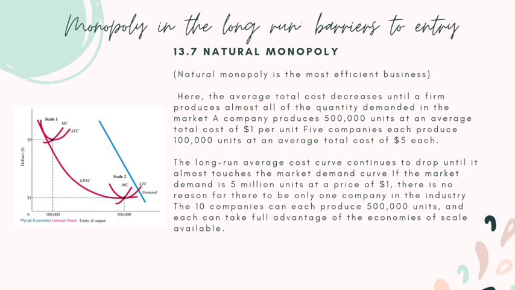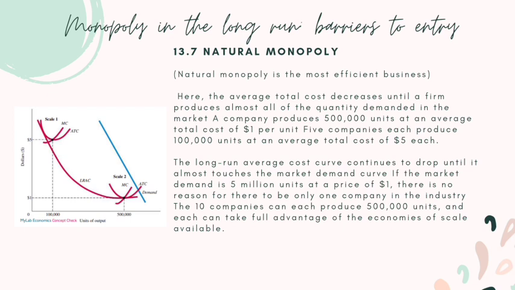Then, monopoly in the long run, barriers to entry, Figure 30.7. Natural monopoly. A natural monopoly is the most efficient form of business. Here, the average total cost decreases until a firm produces almost all of the quantity demanded in the market. A company producing 500,000 units has an average total cost of $1 per unit. Five companies each producing 100,000 units would have an average total cost of $5 each.